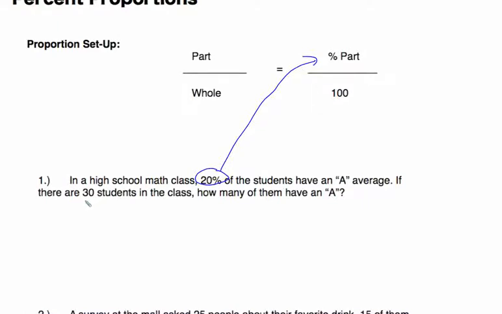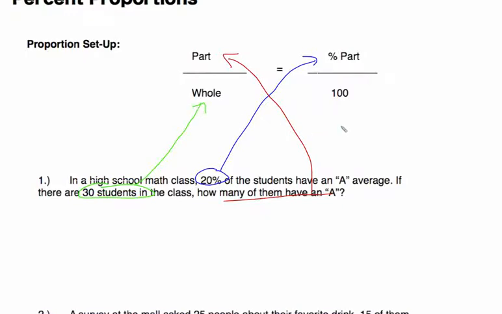So I've got to pick out, is this 30 the part or the whole? Well, it's talking about 30 students in the class. And my other thing I want to know is how many of them have an A. So which is the part? Well, how many of them have an A is going to be part of the class, and 30 is going to be all of the class. So this 30 will be my whole, and what I'm looking for, how many have an A, that's going to be my unknown. That's going to be my part.